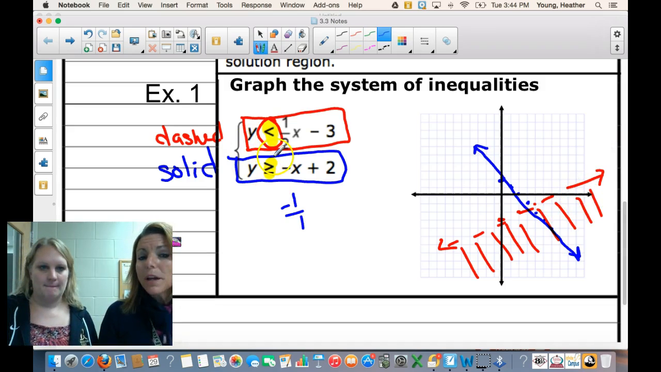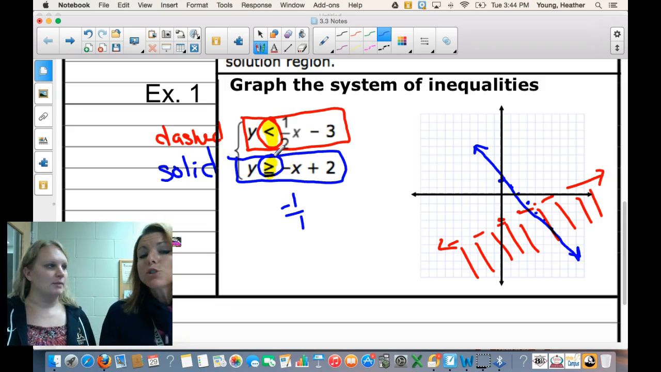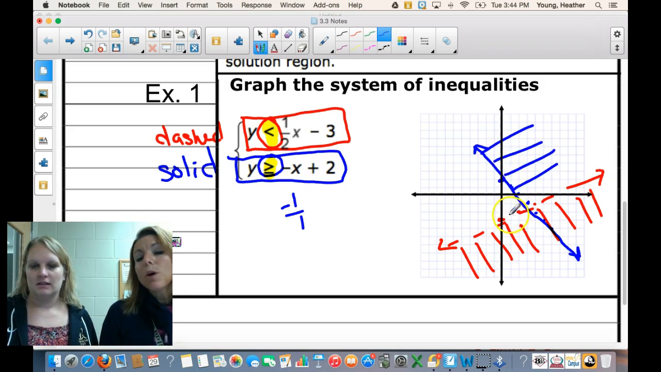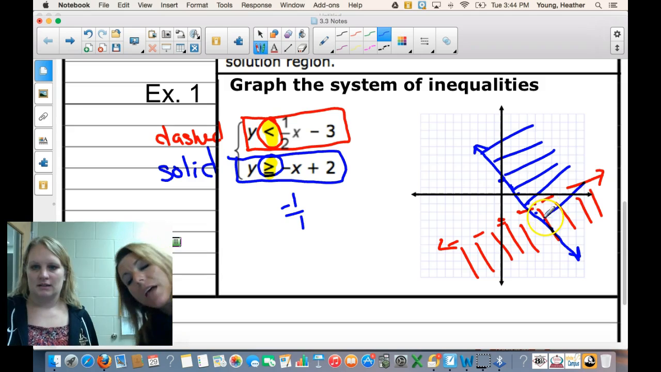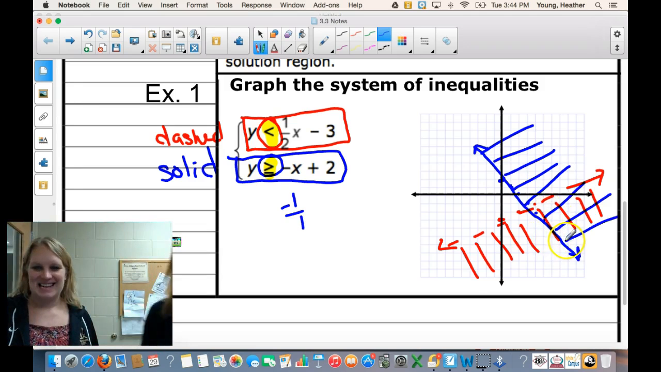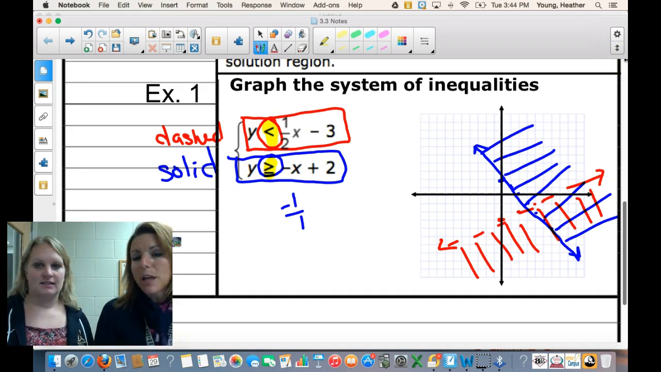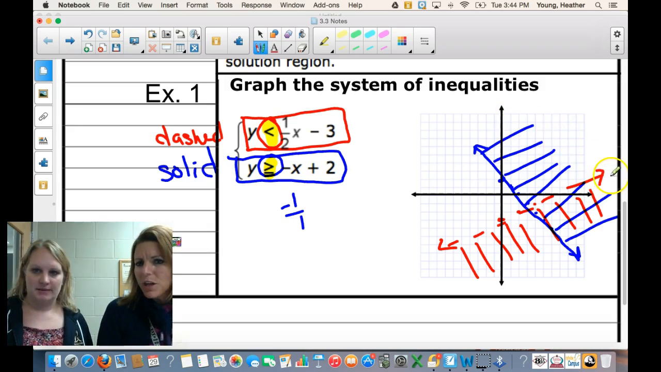Now, look at the other one. Greater than. That means we're shading above it. And I know some of you are saying, well, wait, that's to the right of it. Well, if you turn your head sideways and look at it, you are shading above. The numbers are getting bigger above that blue line. So now the solution is going to be where the overlap is. So right in here, where you have red and blue going on, is our solution.